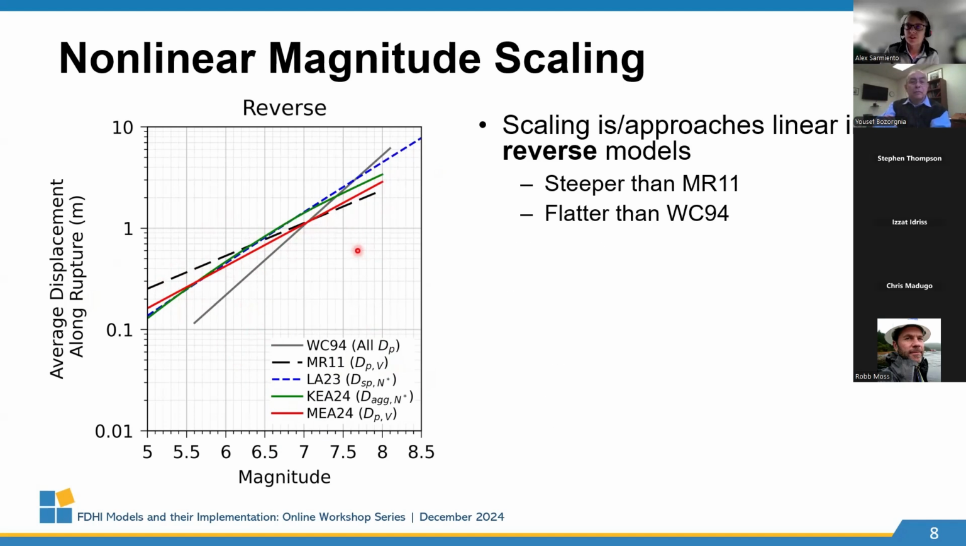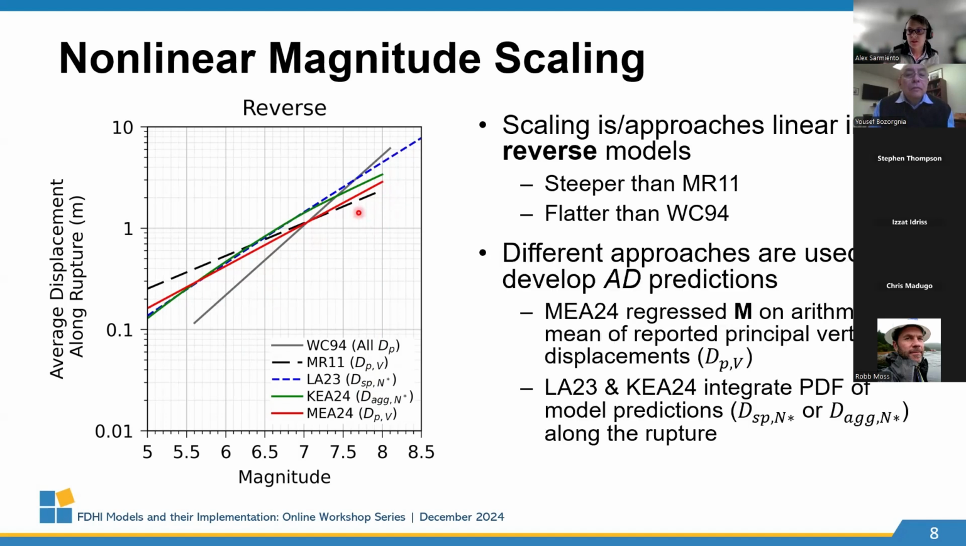Before we move on, I do want to draw attention to the fact that the 2024 Moss and Ross model, the red line, is quite a bit lower at larger magnitudes than the other new models, the LA and KEA. This is due to several different factors. It's a little bit complicated. It is, of course, related to the different definitions of displacement, and particularly the effect of summing the displacements across parallel ruptures. But the modeling approaches were also very different for average displacement.